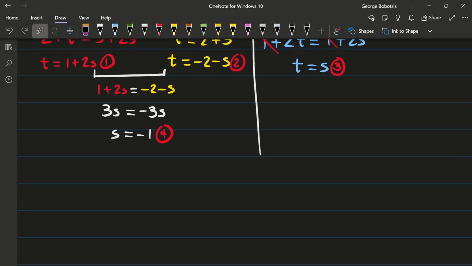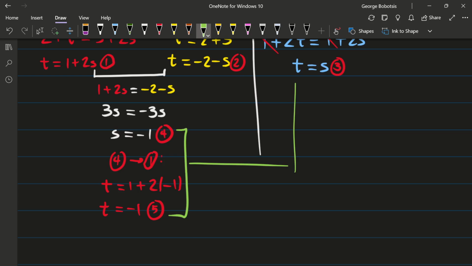Let's see. I'm going to go ahead and choose to put it into 1. Doesn't matter which one you do, of course. So let's see what I get. t is 1 plus 2 times -1. Would you know it? I get that t is equal to -1. See? As desired. All right. So these are in agreement.